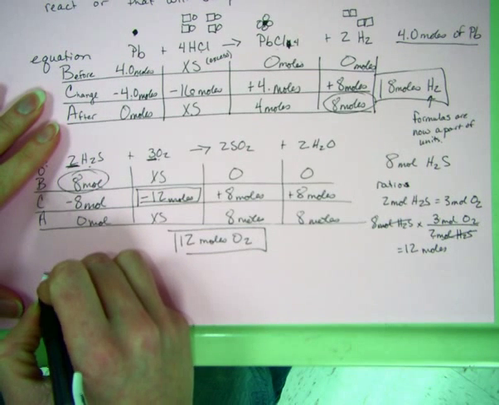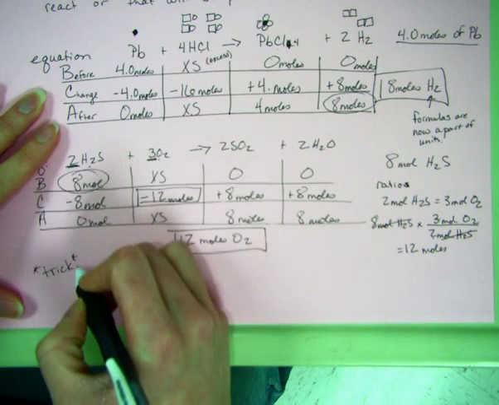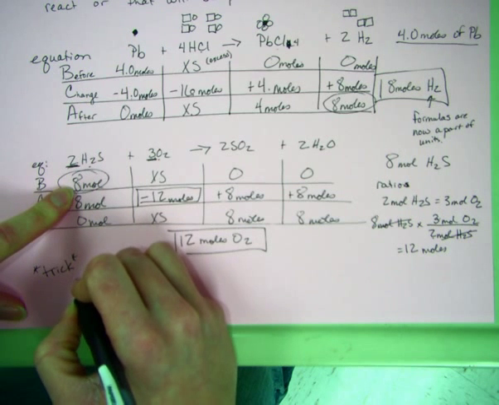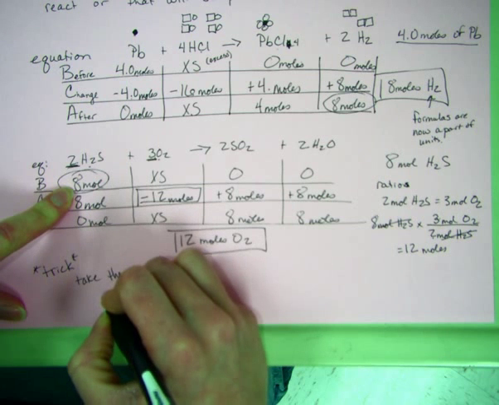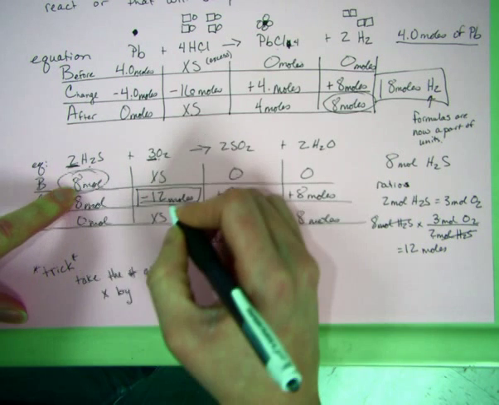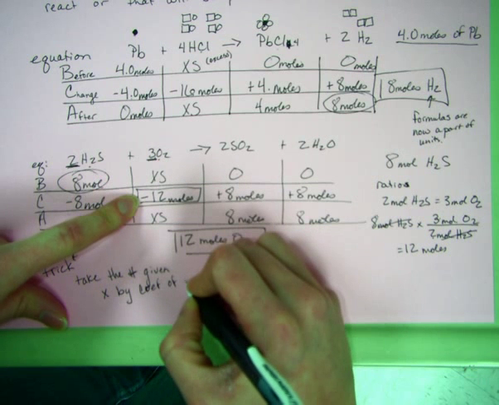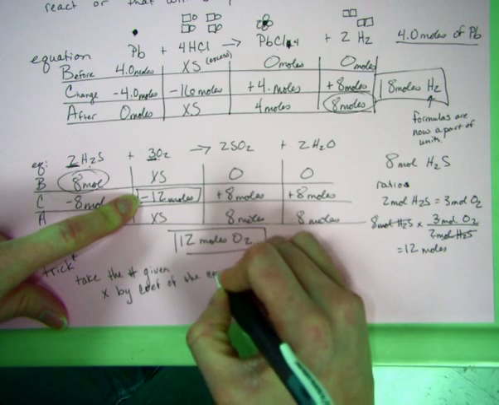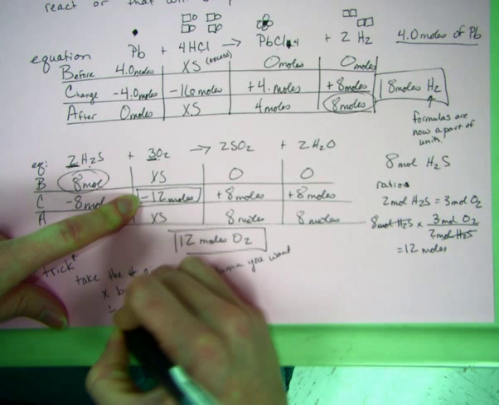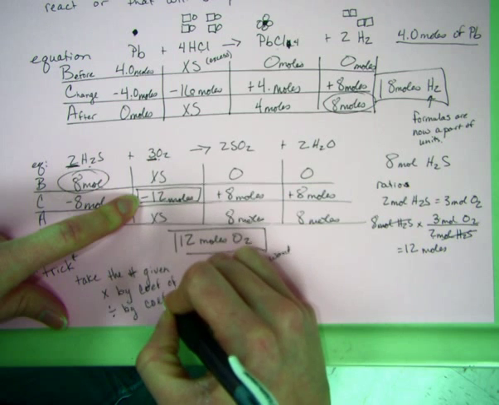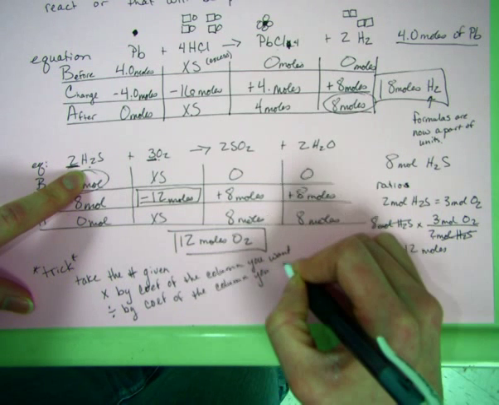So here's a trick: take the number given, multiply by the coefficient of the column you want, divide by the coefficient of the column you have.